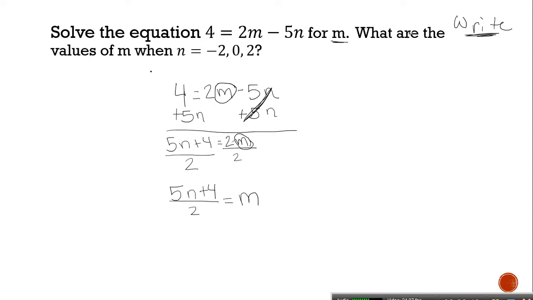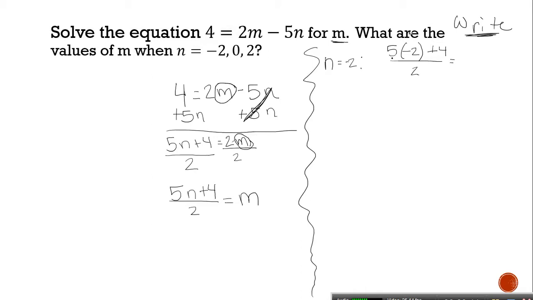Now they want to know what is m if I plug in -2, 0, or 2. So over here I'm going to squiggle my line just so I have an example. And then I'm going to say when n equals -2. So I'm going to go 5 times -2, because that's where my n is, right? And they say n equals -2. I'm going to add 4, and I'm going to divide that by 2.